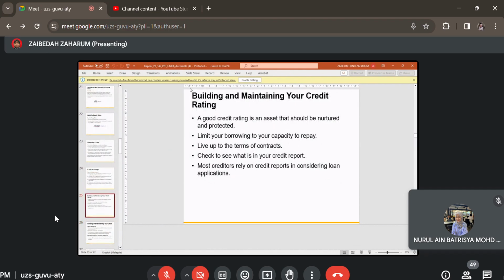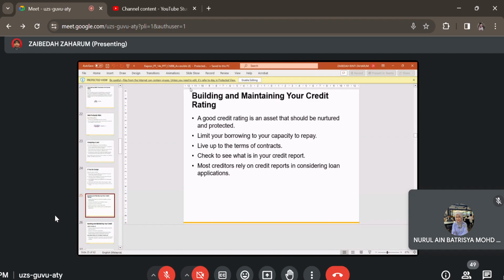Okay, bila kita banyak buat credit tadi, sama ada close end credit atau open end credit, okay, we have to build and maintain our credit rating so that in the future if we want to use ataupun apply another loan, so it will be easier for us lah. Okay, so a good credit rating is an asset that should be nurtured and protected.